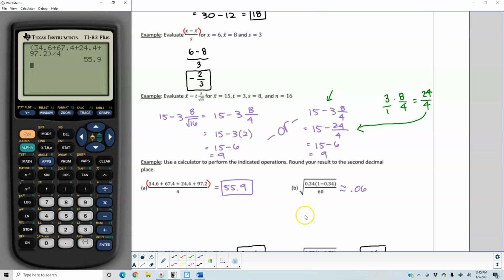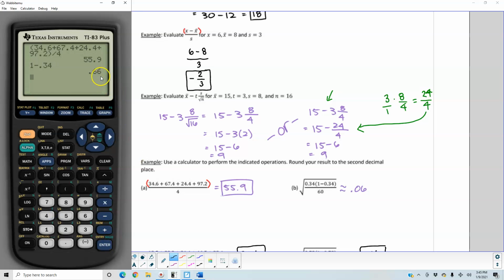Okay, so next we have the square root of 0.34 times 1 minus 0.34 over 60. So again, depending on your calculator, you want to be comfortable being able to use order of operations to get your result. So there's a few ways to go about this. We can do it all in one way, or we can go in an order of operations way. Okay, order of operations. The first thing we need to do inside the parentheses is 1 minus 0.34. So let's go ahead and do that. So 1 minus 0.34.